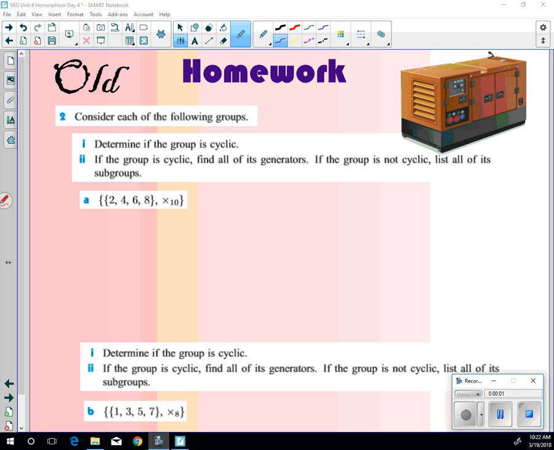So for number 2 here, determine if the group is cyclic. If the group is cyclic, find all its generators. If the group is not cyclic, list all the subgroups. Okay, so what did we need for it to be cyclic?